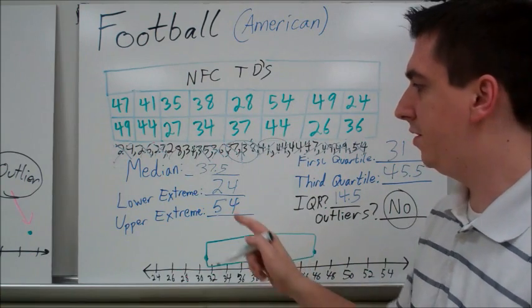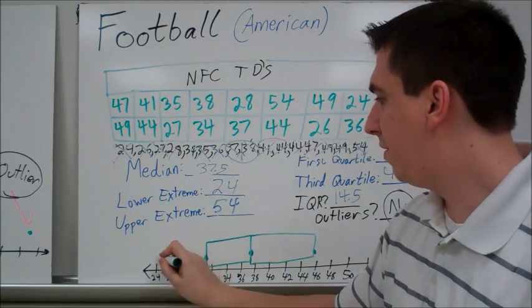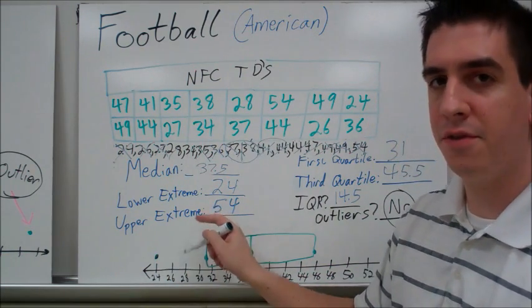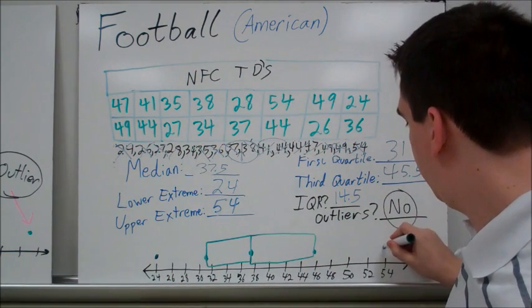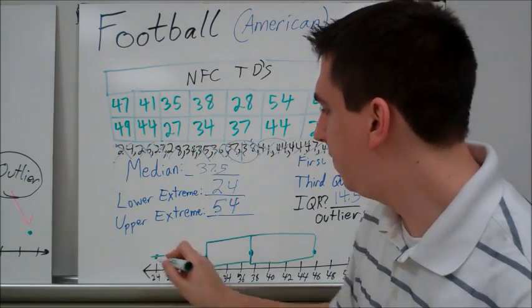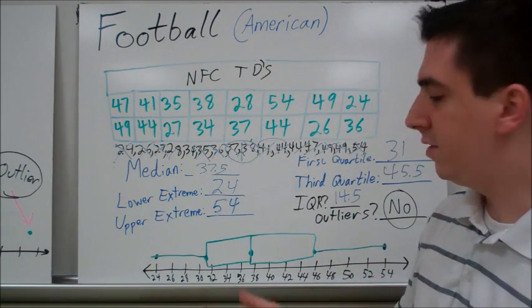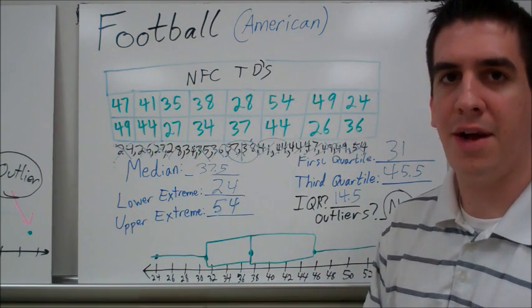Now we have to make the whiskers, our lower extreme and our upper extreme. 24 is our lower extreme, and 54 is our upper extreme. Since we found out that neither of those is an outlier, we can use those as our stems, as our whiskers, and we connect them. So we've just completed our first box and whiskers plot.